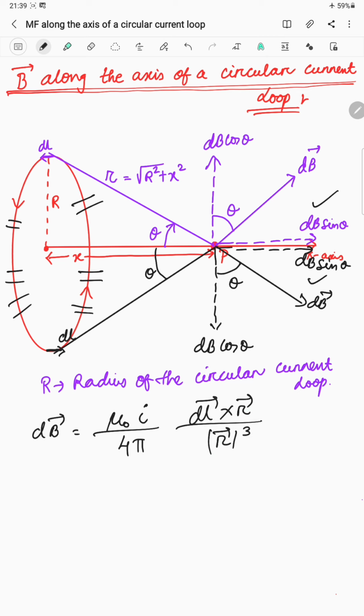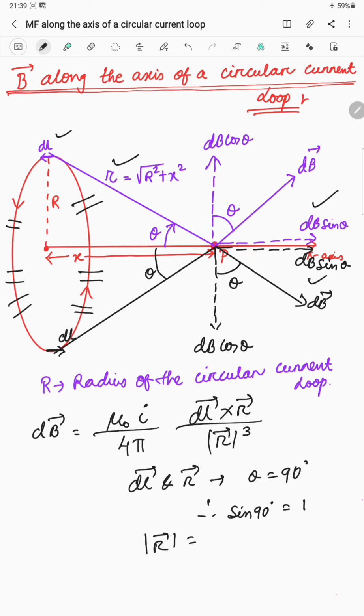Now if you look at the diagram, your r vector and dl vector, the angle theta is 90 degrees. The angle between dl and r is 90 degrees. Therefore, your sin 90 degrees will be how much? It is 1. And what is the r vector mod? From the diagram it is quite prominent that it is the square root of r square plus x square. Is it clear how to find out dB vector?